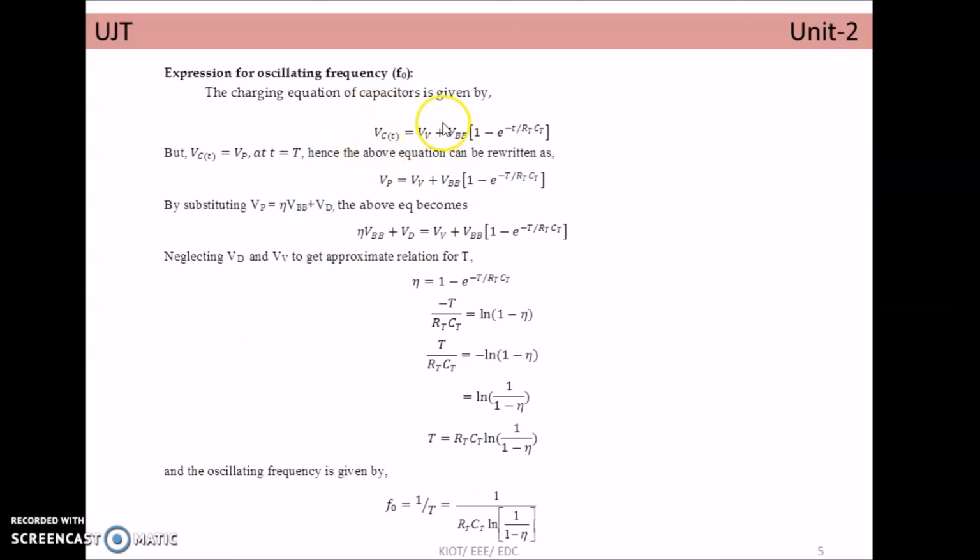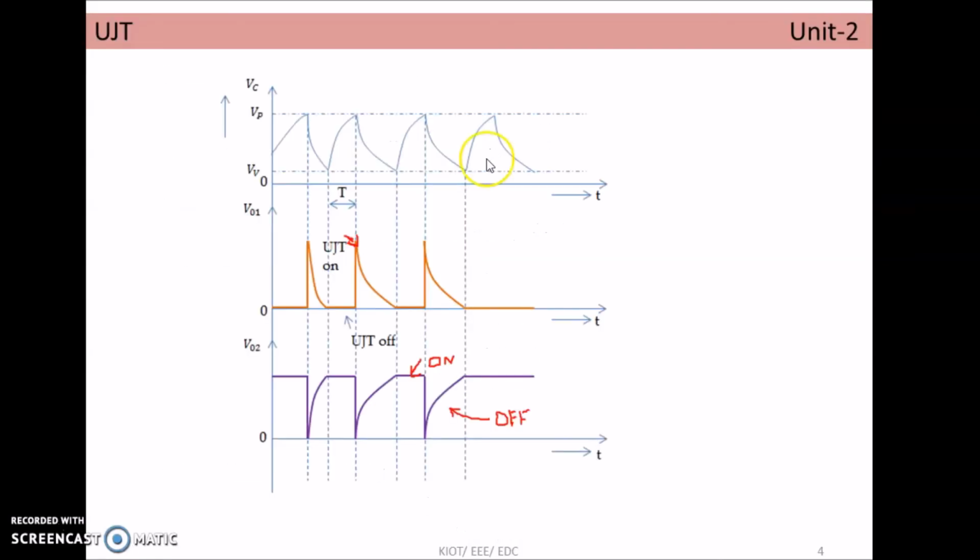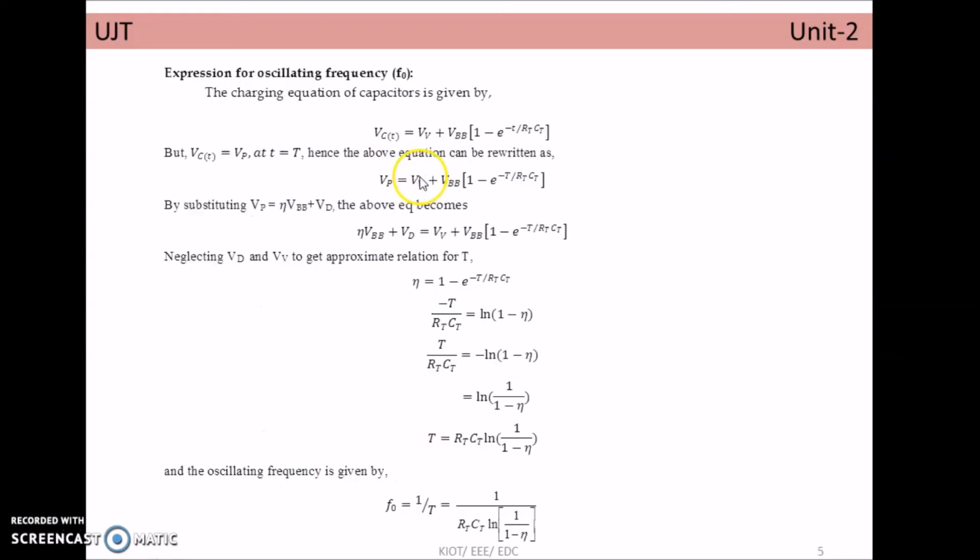So this equation becomes VV plus VBB into eta VBB, while the capacitor is charging. The charging equation is given by 1 minus e power minus t divided by RT into CT. This is the exponential charging expression for a capacitor, which you might have studied in the transients topic in circuit theory. Vc of t is the capacitor voltage, and the capacitor has to get charged till it reaches the peak voltage at time t equal to capital T, because that is one time period, one complete cycle.